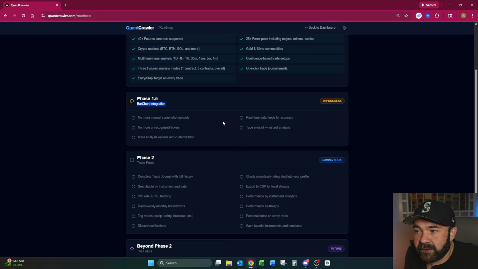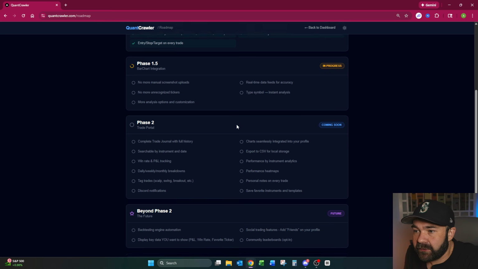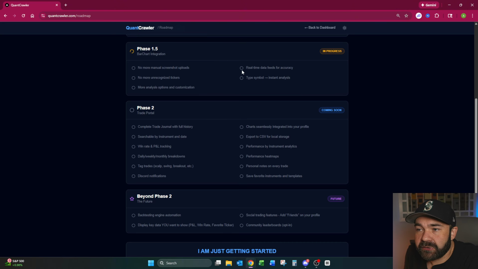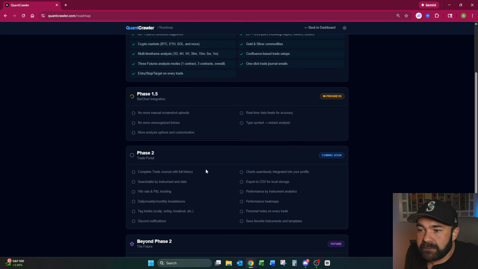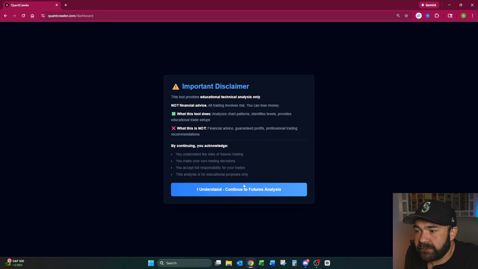I've had to hire a developer to come on and help with the back end framework for QuantCrawler because it's above my pay grade. And we're working with bar chart directly on integration. You can see phase 2 and beyond phase 2, but between phase 2 and 1.5, I'm working on something silently, and that's what I'm going to show you.